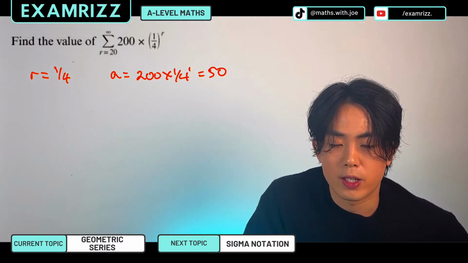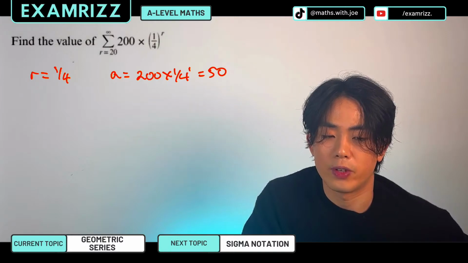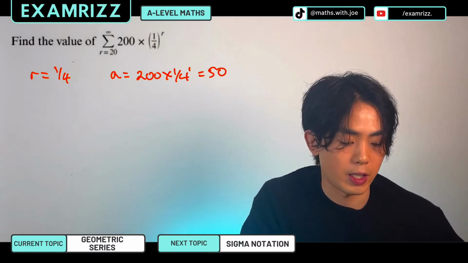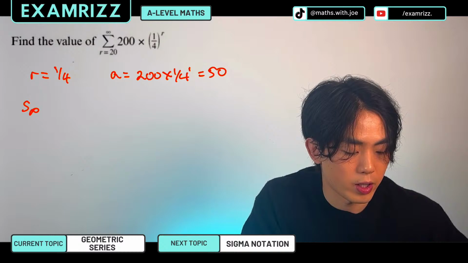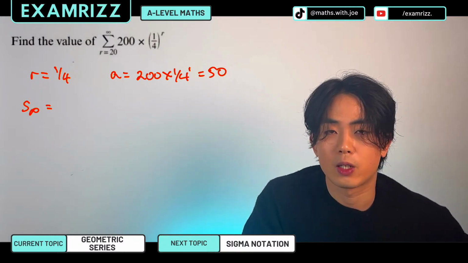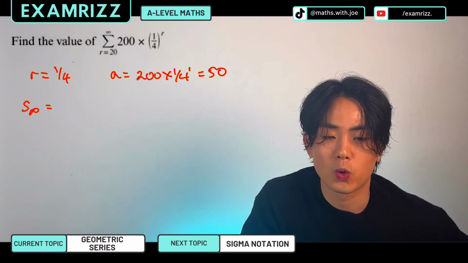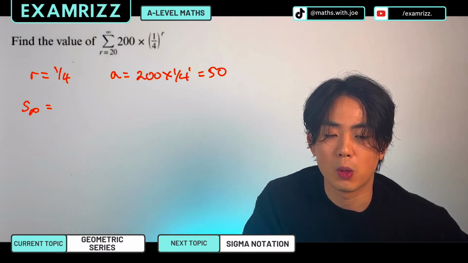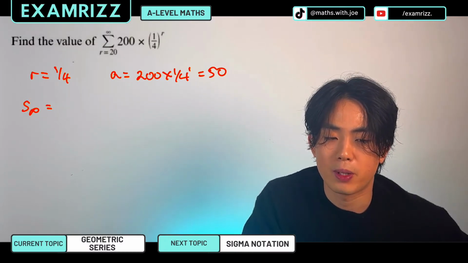And it's from r is 20 to infinity. So there are 2 things to note. It's infinity, right? So we should be using the sum to infinity equation. However, if we use the sum to infinity equation, we get from the first term all the way to the infinity term, right? And we don't want these terms here. So we should manipulate it a bit.